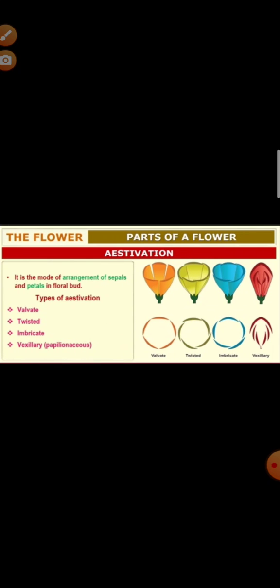Next is estivation. What is estivation? Estivation refers to the arrangement of the segments of perianth or calyx or corolla in relation to one another in the bud condition. Estivation can be of different types. It can be valvate, twisted, ascendingly imbricate, vexillary, or quincuncial. You have to know basically these four types: valvate, twisted, imbricate, and vexillary.